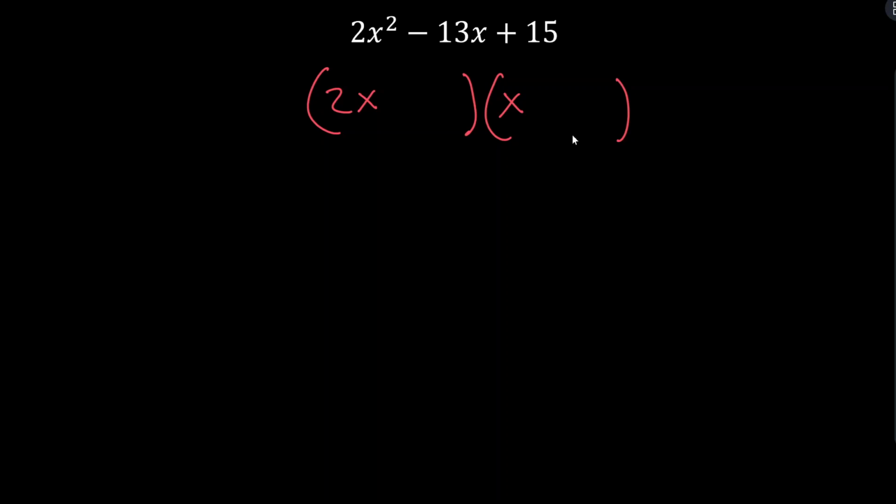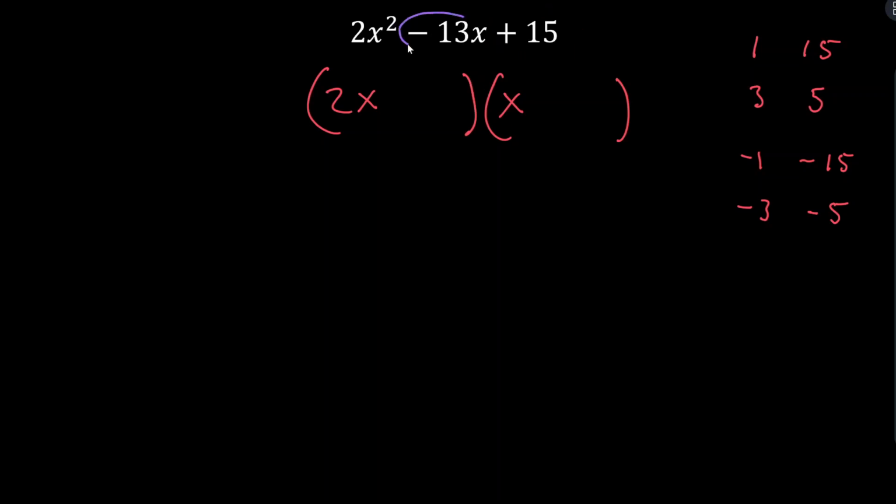All right, now it's a little tricky because we're not dealing with a prime number here. We have some choices. So what are our choices here? For 15, we have 1 and 15. We have 3 and 5. And then we also have negatives: -1, -15, and -3, -5. So this is a different situation because now we have -13x. And then at the end we have +15.